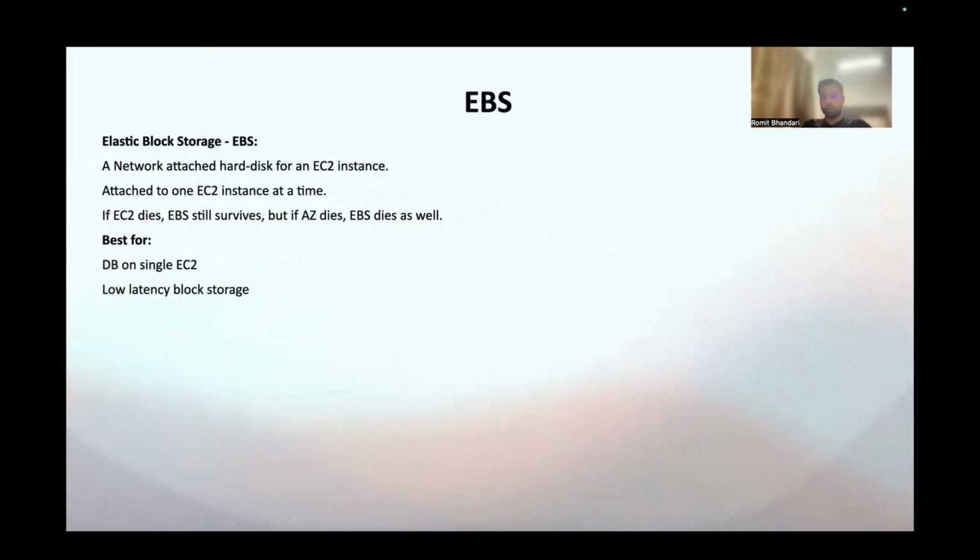So if you're looking for a database on a single EC2, and you don't want to go out of EC2 to store your data in, let's say, a relational database like RDS or DynamoDB, then you can go for EBS. Obviously, if it is inside EC2 only, the latency would be really low. So if you're looking for any of that, then you can go for EBS.